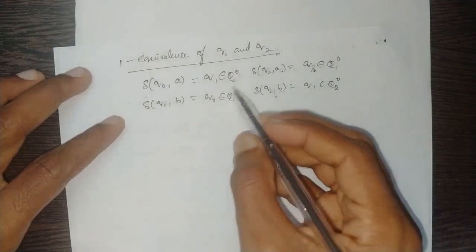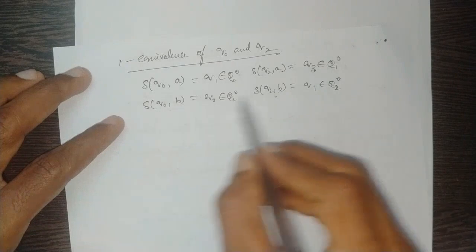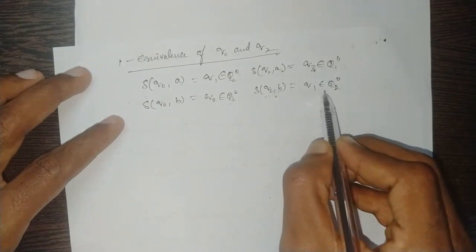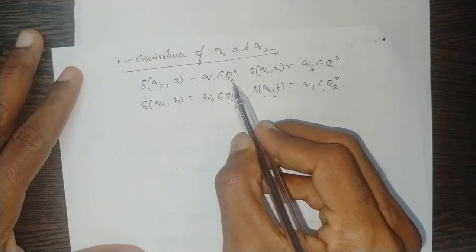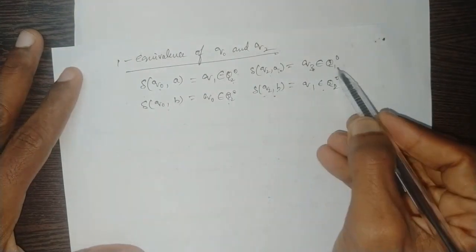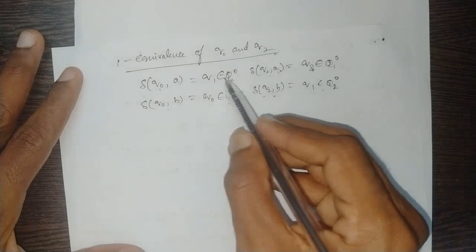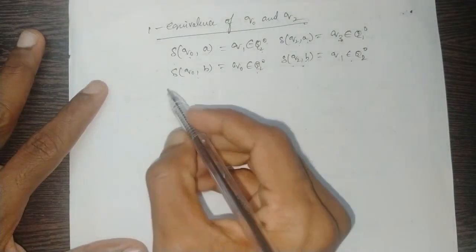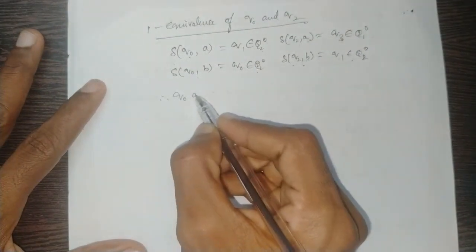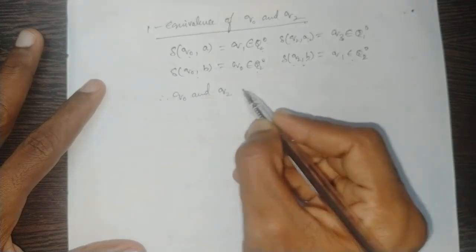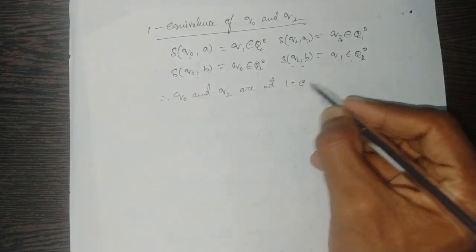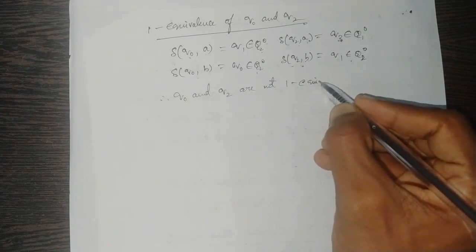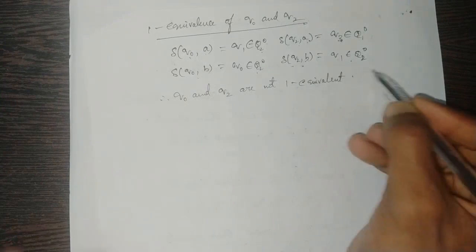So at input B, both the states belong to the same set. But at input A, Q0 belongs to Q2 and Q2 belongs to Q1. So here's the difference. Therefore, Q0 and Q2 are not one equivalent.